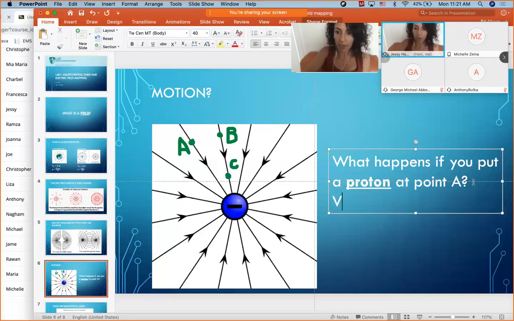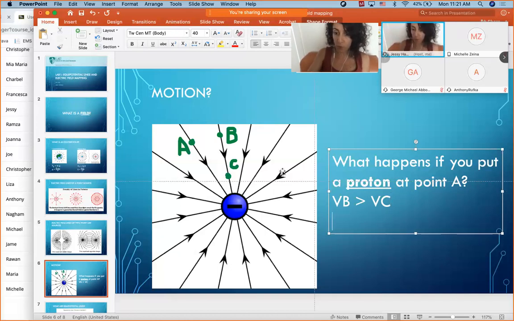So the potential at B is greater than the potential at C, right? And the proton placed in B would want to move from high potential to low potential. This is important for the proton. So the motion always happens from high potential, right?